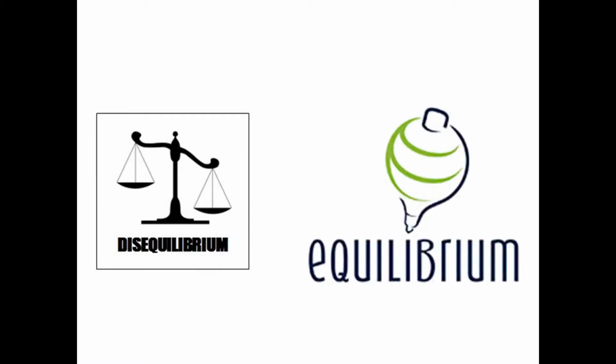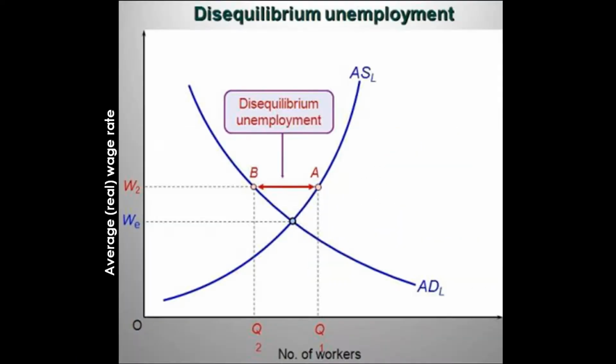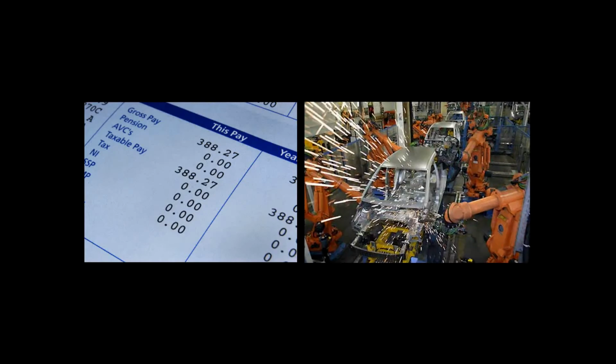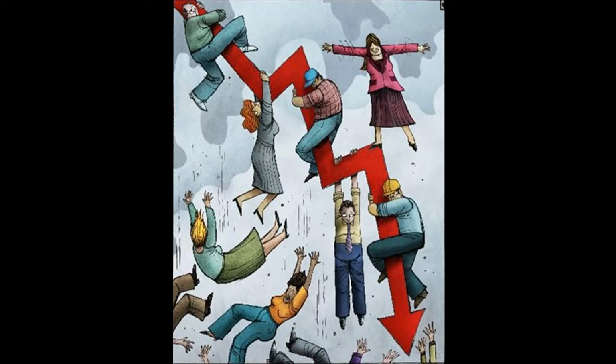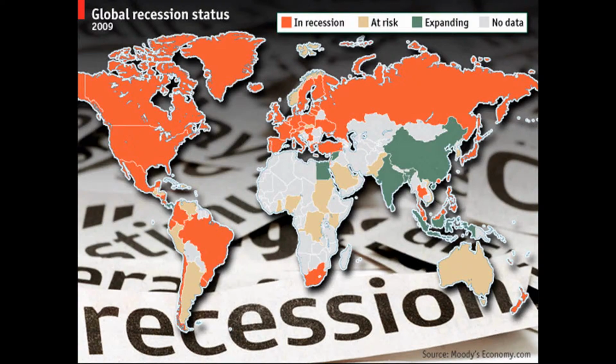Unemployment is divided into 2 categories: disequilibrium and equilibrium. Disequilibrium unemployment is defined as unemployment resulting from the average real wage rate being above the equilibrium level. This is split into 2 types: real wage unemployment and demand deficient unemployment. Demand deficient unemployment occurs during economic recessions as consumer demand falls. This is similar to the recession the UK is currently suffering in.